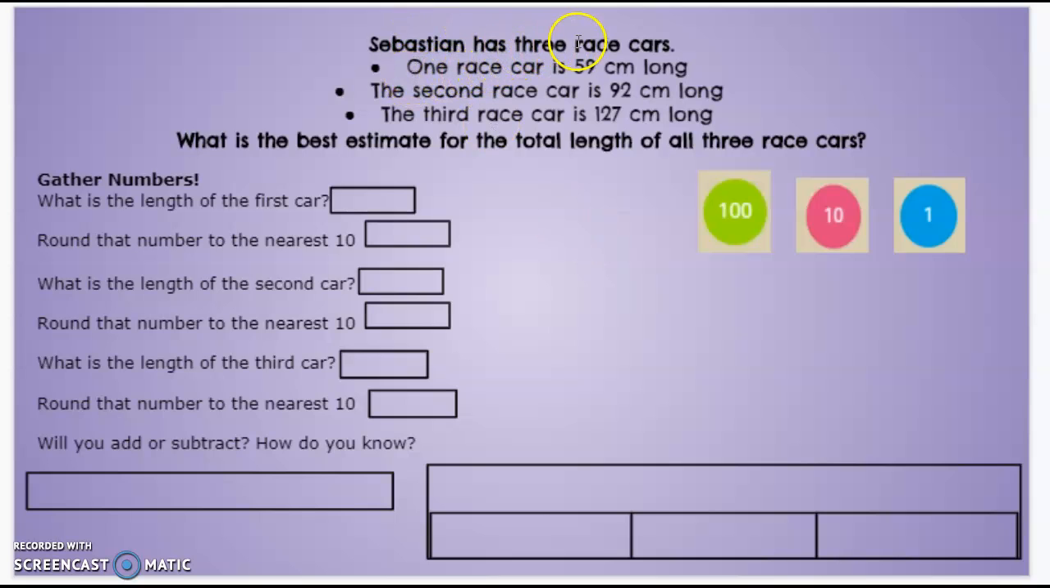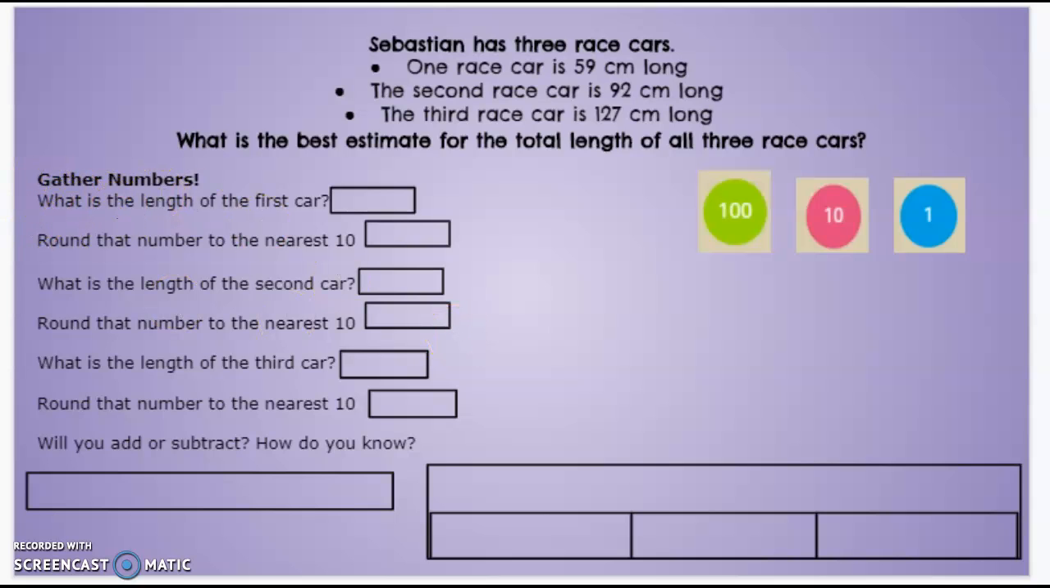Sebastian has 3 race cars. One race car is 59 centimeters long. The second race car is 92 centimeters long. The third race car is 127 centimeters long. What is the best estimate for the total length of all 3 race cars?